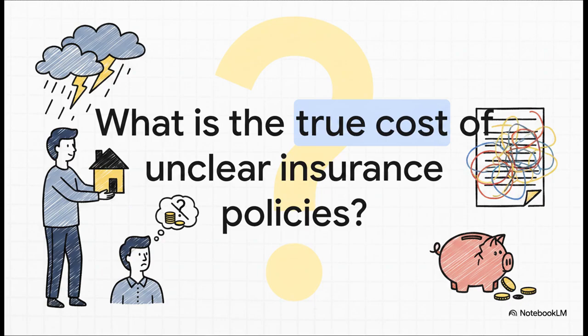So, let's kick things off with a pretty provocative question. How much does ambiguity actually cost an insurance provider in the long run? I mean, think about the true cost here. It's a fundamental issue for the entire industry. Insurance products play this absolutely critical societal role, right? They alleviate unexpected economic shocks for people facing illnesses, accidents, or natural disasters. But what happens when the terms of that safety net are, well, a little fuzzy?